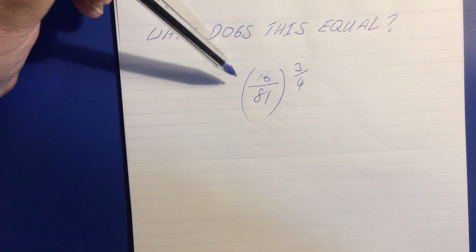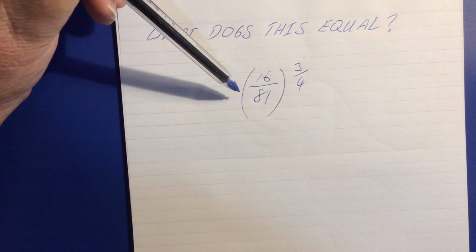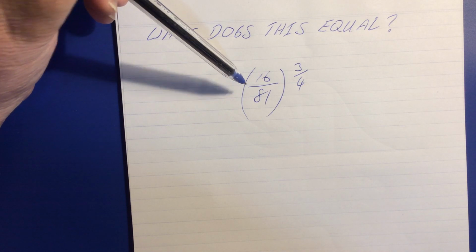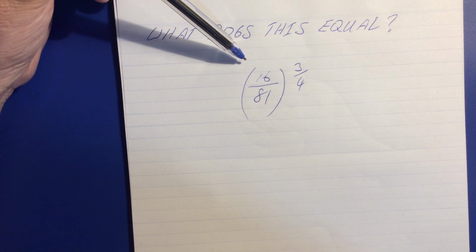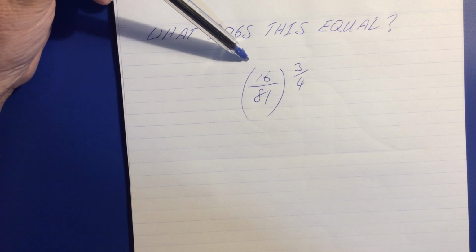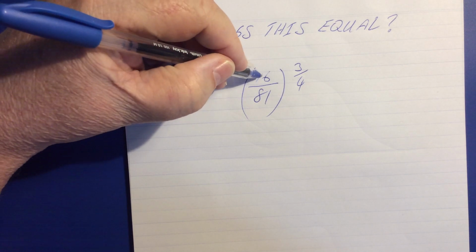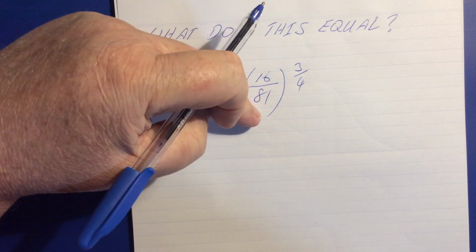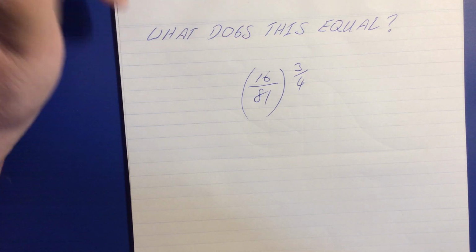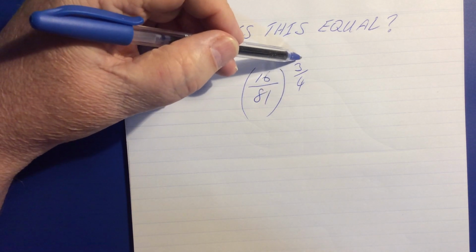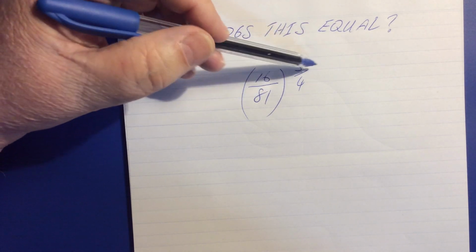What does this equal? Well, these sort of problems people either find very easy or quite terrifying. And I want anyone who's watching this to wind up in the camp where these are quite easy. So what we have is 16 divided by 81, a fraction, 16 over 81, 16 81sts, to the power of 3 over 4. And several things are going on here.